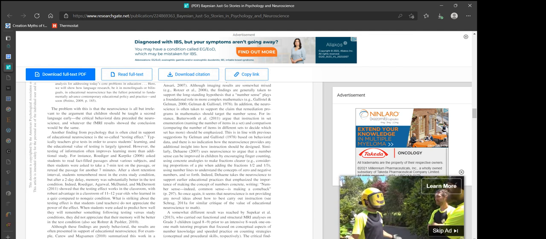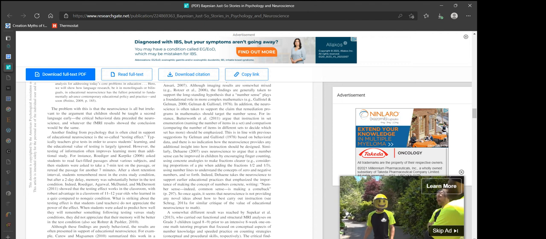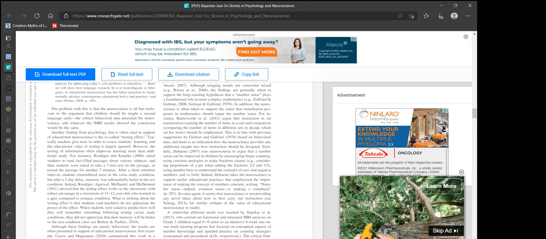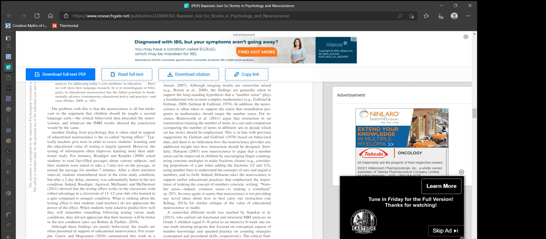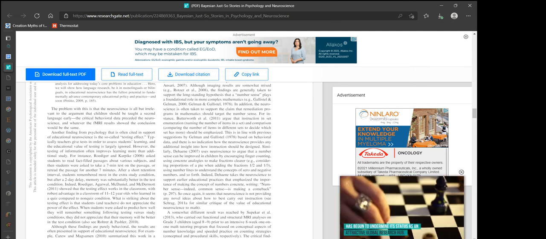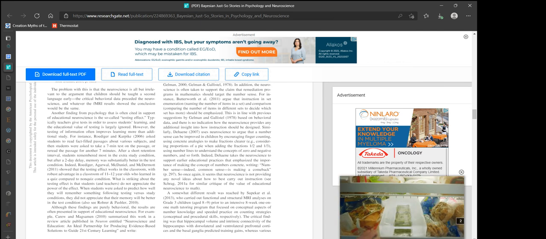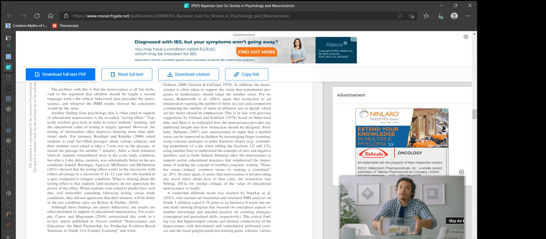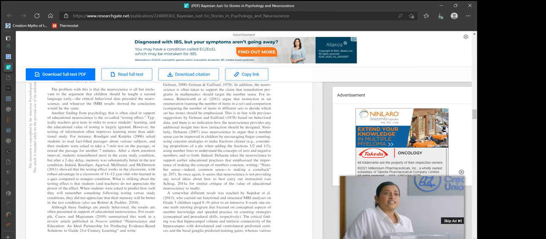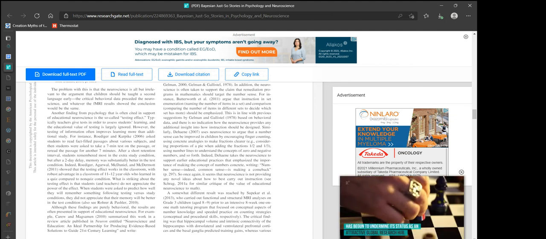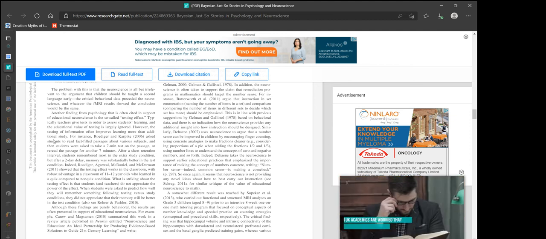The problem with this is that the neuroscience is all but irrelevant to the argument that children should be taught a second language early. The critical behavioral data preceded the neuroscience, and whatever the fMRI results showed, the conclusion would be the same. Another finding from psychology that is often cited in support of educational neuroscience is the so-called testing effect. Typically, teachers give tests in order to assess students' learning, and the educational value of testing is largely ignored. However, the testing of information often improves learning more than additional study.